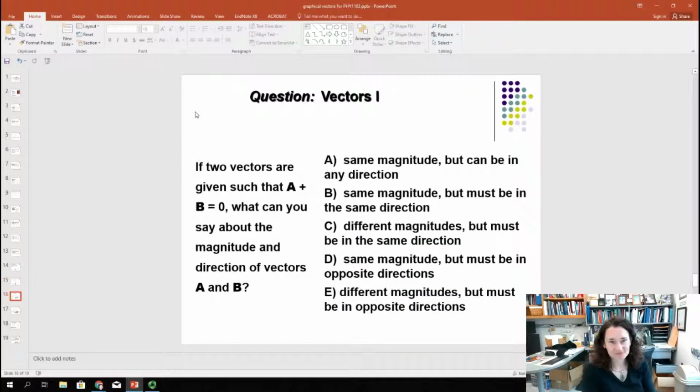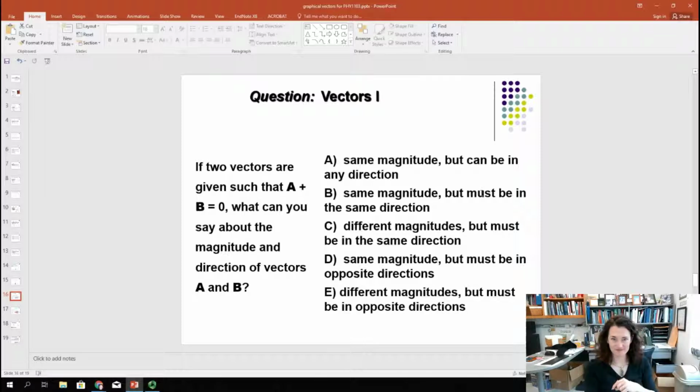Here's another question. If two vectors are given such that A plus B equals 0, what can you say about the magnitude and direction of vectors A and B? Is it A, same magnitude but any direction; B, same magnitude but same direction; C, different magnitudes but must be in the same direction; D, same magnitude but must be in opposite directions; or E, different magnitudes but must be in opposite directions? Okay, let's take these answers one at a time.